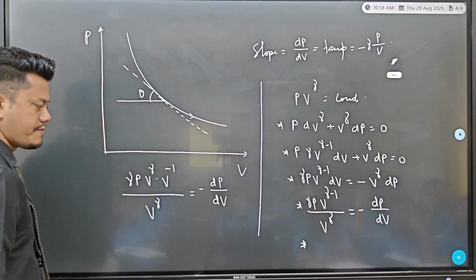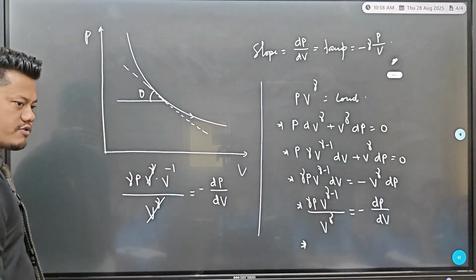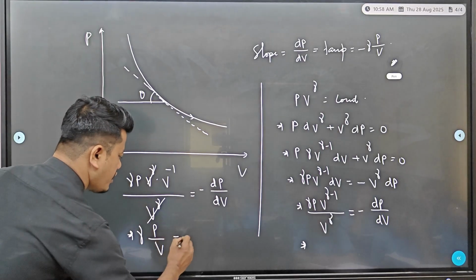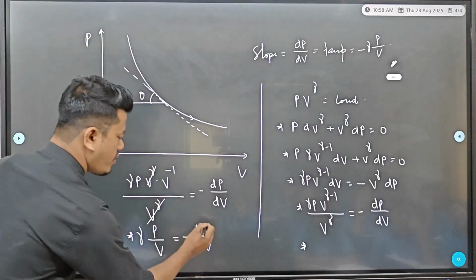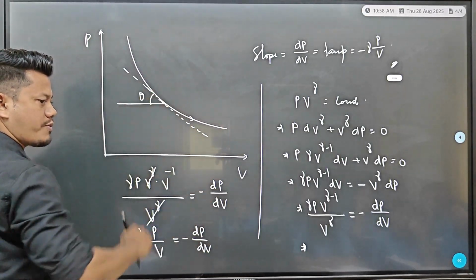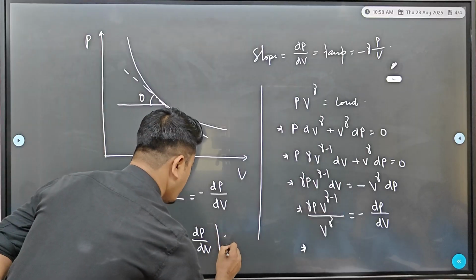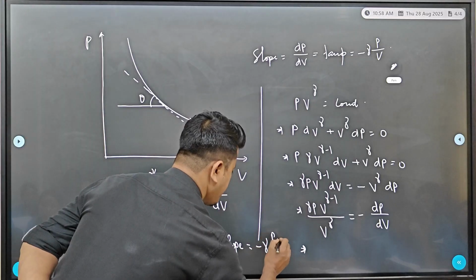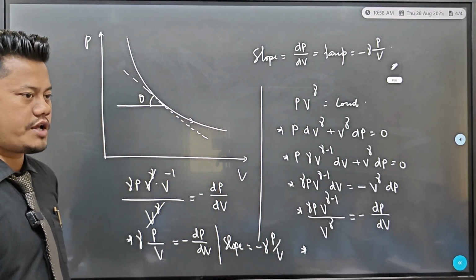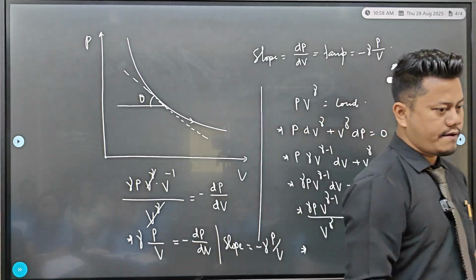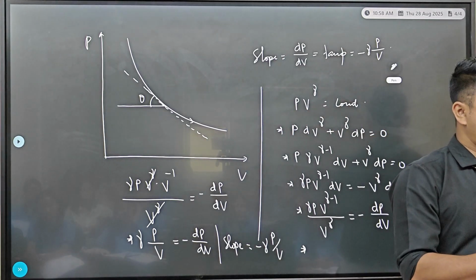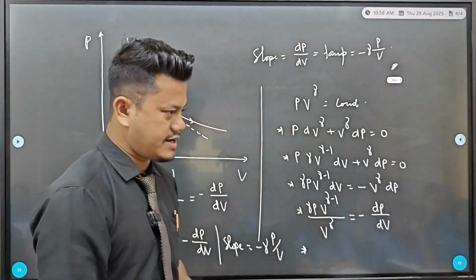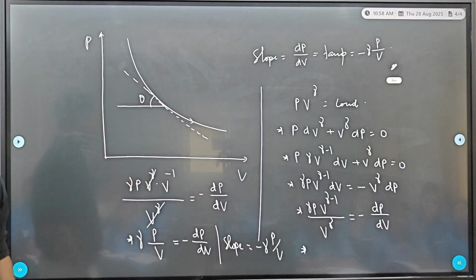I hope you understood, right? V to the power gamma gets cancelled out. V to the power minus 1 can be written as gamma P by V equal to minus dP by dV. What is dP by dV, by the way? dP by dV is known as the slope, or not? So ultimately what I got, slope is equal to, if I take this minus towards the left hand side, minus gamma P by V. I hope you understood. So for isothermal process, the slope of the PV indicator diagram always gives you minus P by V. For adiabatic, it always gives you minus gamma P by V. Is that clear? If you want to note it down, you can note it down.